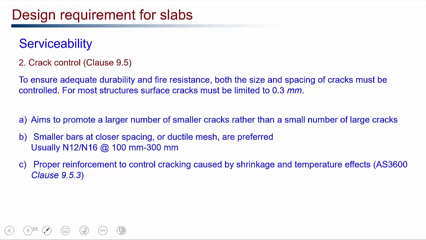Mainly from the durability and fire resistance perspective, the size and spacing of the cracks must be controlled, and for most structures, surface cracks should not be greater than 0.3 millimeter. The main aim is to promote a large number of smaller cracks rather than a small number of large cracks. So for slabs, smaller diameter bars, usually 12 or 16 diameter bars at closer spacing of around 100 to 300 millimeter, are preferred. And we also have to provide proper secondary reinforcement to control cracking caused by shrinkage and temperature effects as well, as per clause 9.5.3.